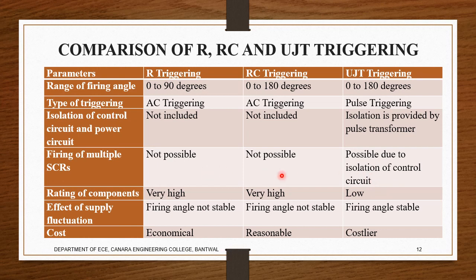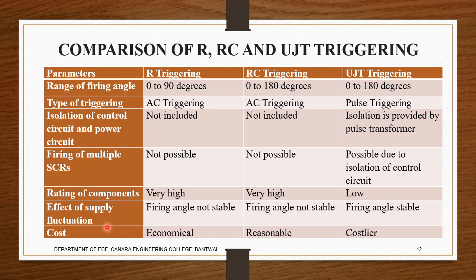Here R and RC can trigger only one SCR at a time. Here we can give it to many, so it can trigger many at a time, and we can connect any number of SCRs depending on the design we are giving. Rating of the components is very high or very low. Effect of supply fluctuation: the firing angle is not stable, depending on the circuit. Here also it is not stable, but in UJT it is stable as we are specific about it.